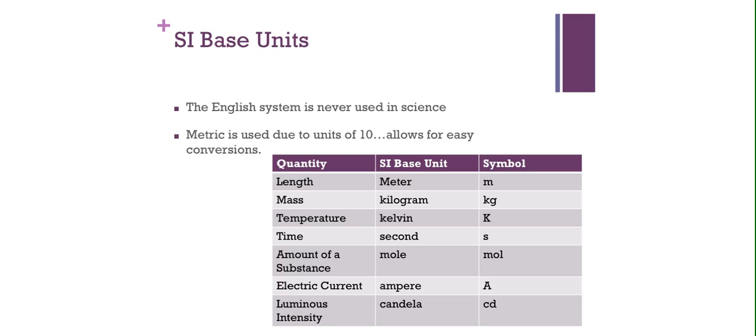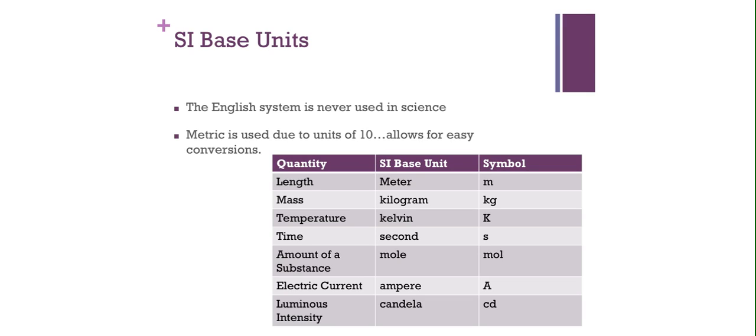I want to talk about the English system. It is never used in science. You will never measure anything in inches. When you're reading a ruler or a meter stick, you are always using meters, centimeters, whatever the case may be, but never inches. And the reason for that answers the question I asked you at the beginning: the English system is really confusing.